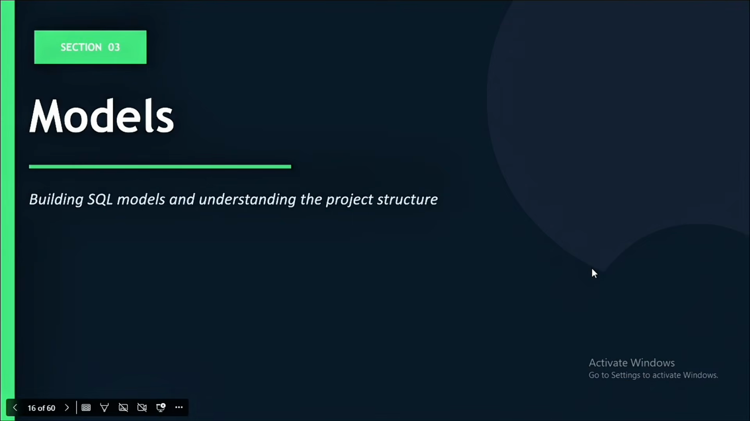In this section, you are going to write your first real SQL model. We will see how the project structure is organized and see your transformation run inside Snowflake for the first time. The moment when you run dbt run and see your table appear in Snowflake is a very satisfying moment, and you are going to experience it in this section. Let's check the learning objectives.